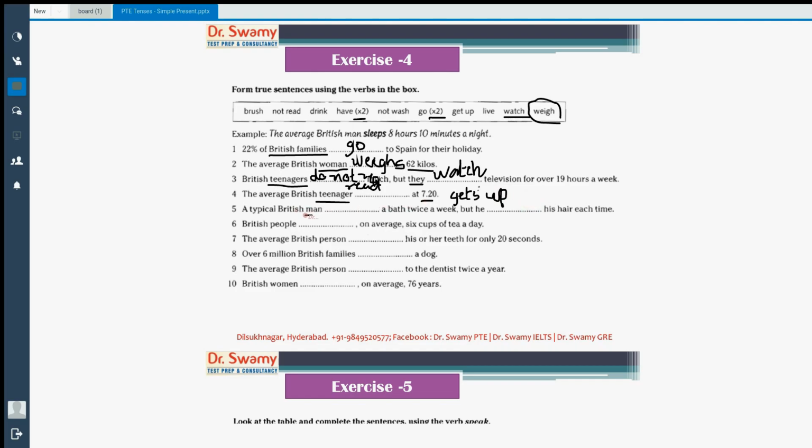A typical British man, again look at the subject, it is man. And then you have to add s to the verb. So you have brushes and reads, have. So have here, because it is a singular person, that is he, man, you have to use has. But he, again here it is related to hair, therefore we use the negative, not wash. But he does not wash, because it is he, you have to use does not.